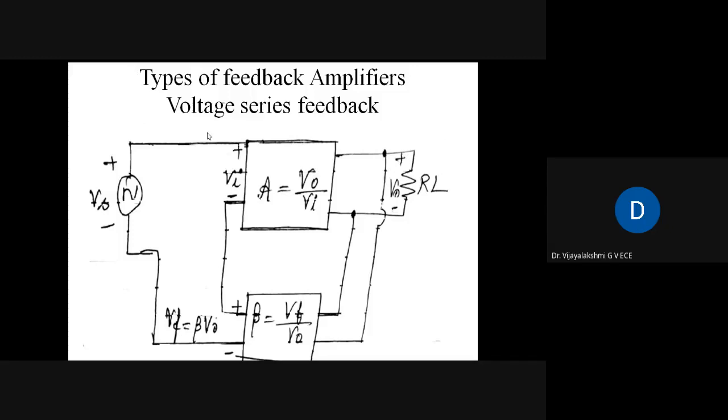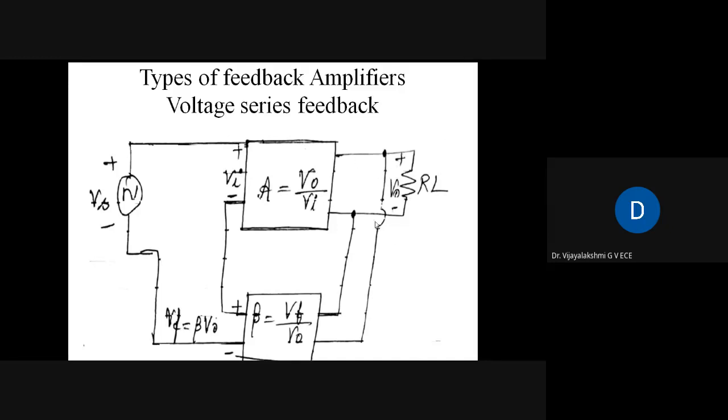Like I have already shown you the different types of feedback connections, right? Like voltage series, voltage shunt, current series, and current shunt. So I'm going to show you about the other feedback amplifiers. Okay, but they are not in detail. You have to just know what is a voltage shunt feedback, what is current series, and what is current shunt. Okay. So to start with, let me take first voltage series feedback amplifier.